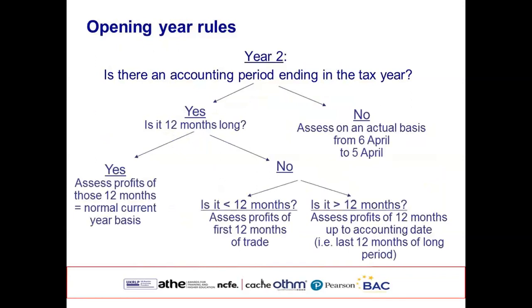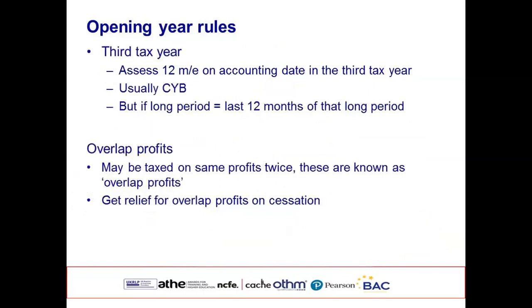Yes, so opening year rules: if there is an accounting period ending in the tax year that is 12 months long, we assess the actual basis, from the 6th to the 5th. Is it less than or greater than 12 months? So we can do the proportion and apply the treatments accordingly. In the opening year rules, the third year is assessed on the 12 months to the accounting date of the third year, and we make the adjustment of overlap profits.